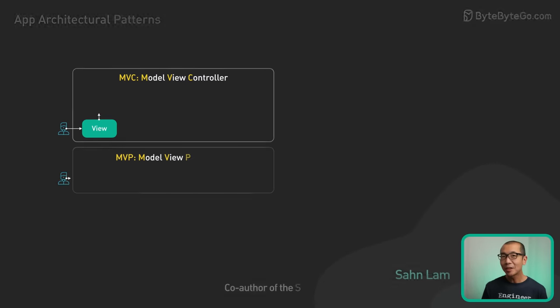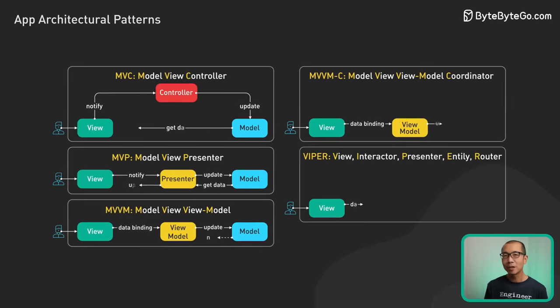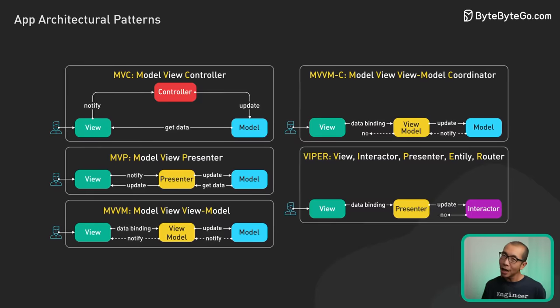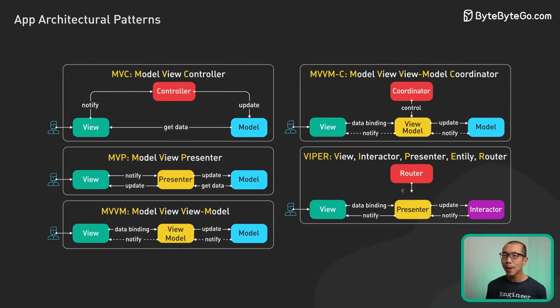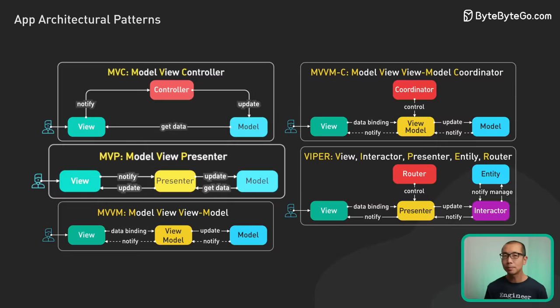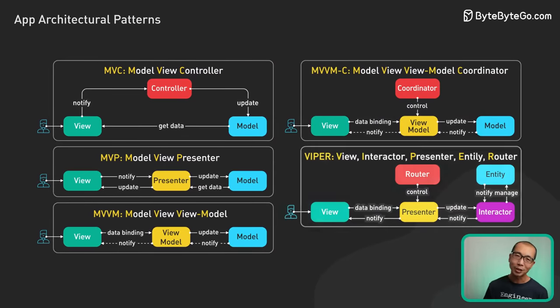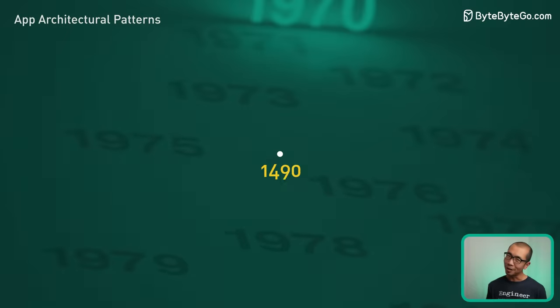Today, we're diving into the world of architectural patterns. You've probably heard of MVC, MVP, and MVVM, but how do these patterns work in practice? We'll explore this through a practical example, so stick around to see how a simple action progresses through each pattern. Let's start with a bit of history.